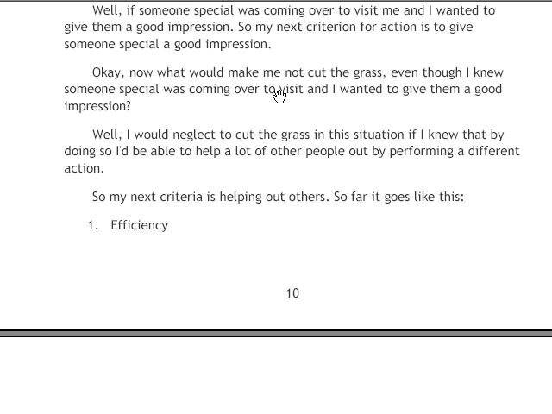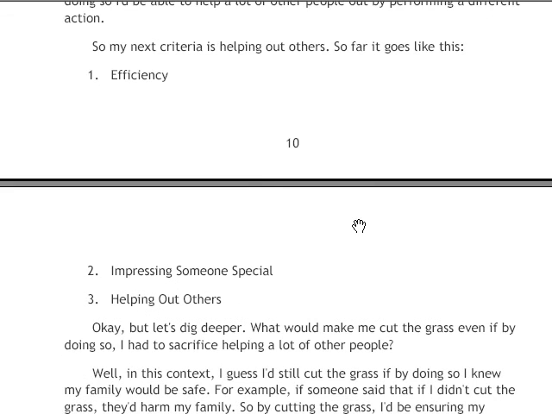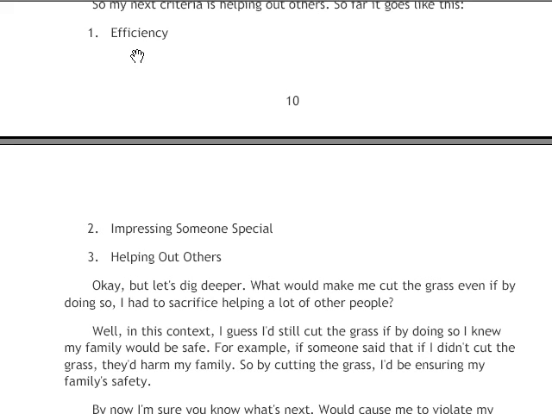Okay, now what would make me not cut the grass even though I knew someone special was coming over to visit and I wanted to give them a good impression? Well, I would neglect to cut the grass in this situation if I knew that by doing so, I'd be able to help a lot of other people by performing a different action. So my next criteria is helping others. So far, it goes like this. Criteria 1, efficiency. Criteria 2, impressing someone special. Criteria 3, helping out others.